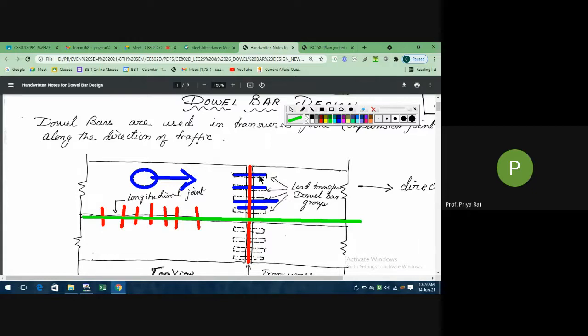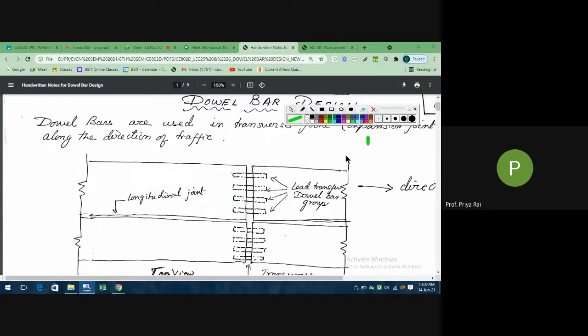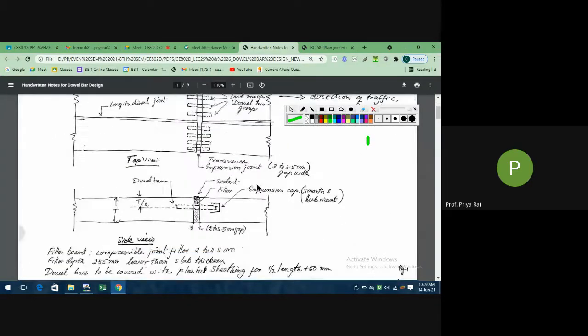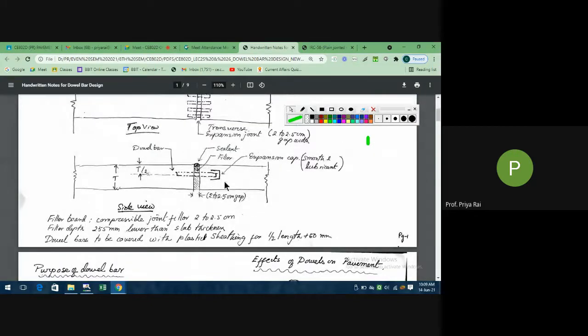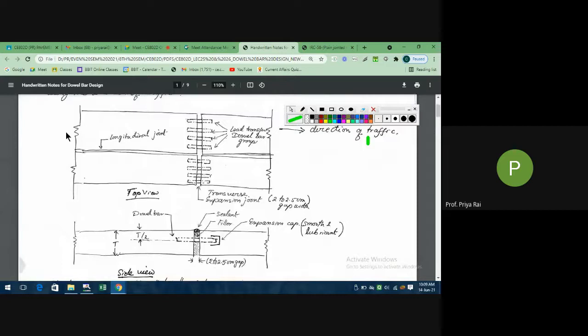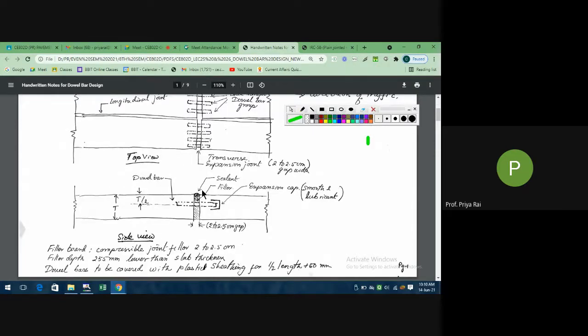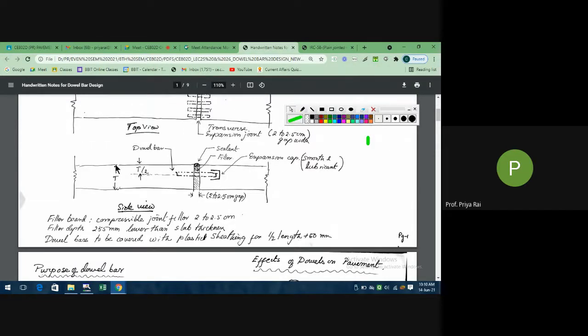Okay, so these are the designs which we need to do. Now see, this is a top view, this is your longitudinal section view. Section means what? If we cut this slab or the roadway from here, then if we look from this side, it will look like this. See, this is the thickness of the slab.